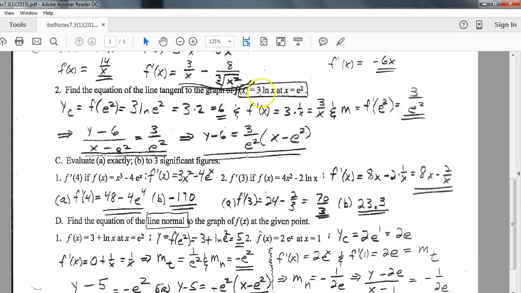So if I take the derivative of this function, remember the derivative of natural log of x is just 1 over x, times 3. And so that's going to give you this look here. So we have our derivative, and if I sub in e squared for x, then 3 over e squared is my slope. And so now I have enough information to go through with a point slope process.